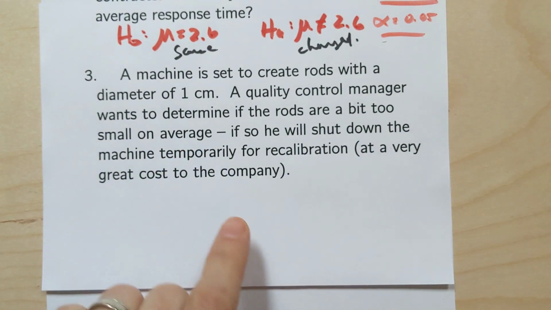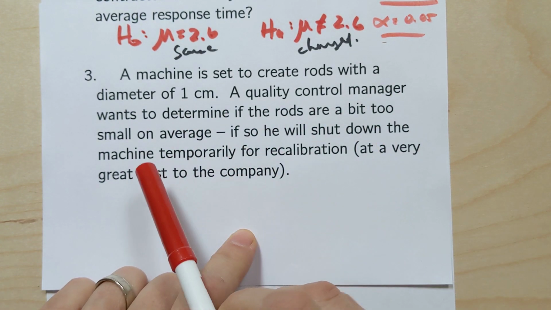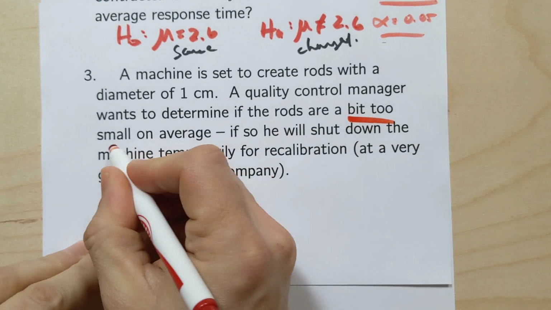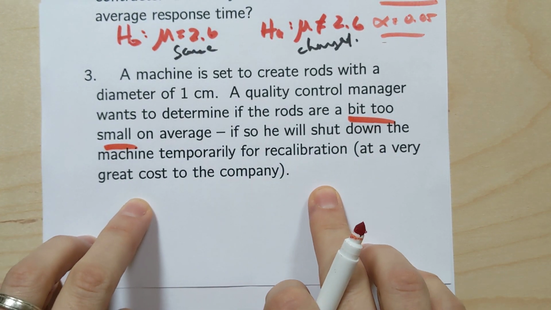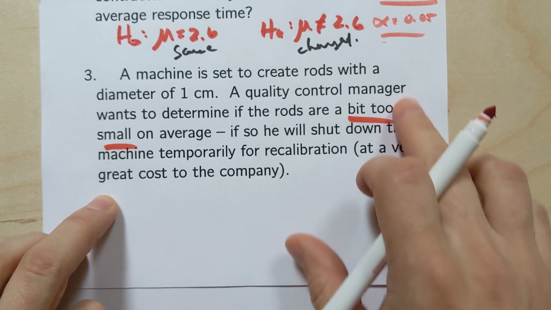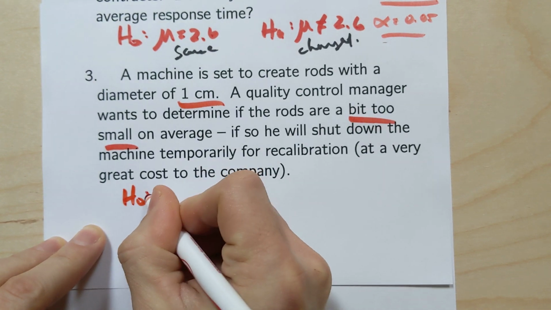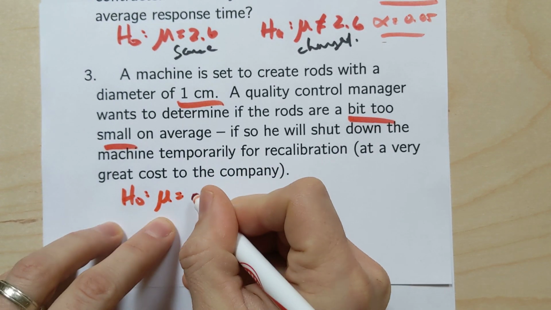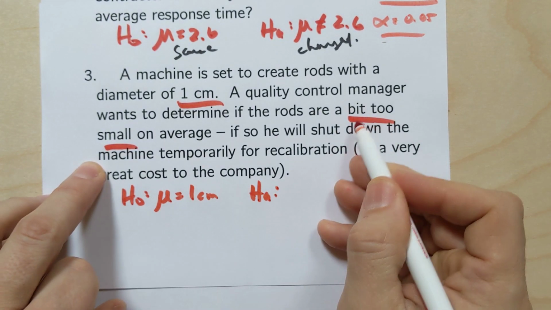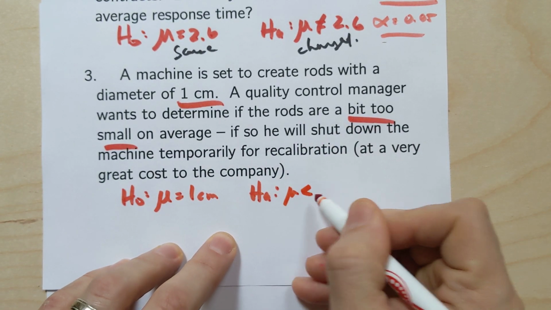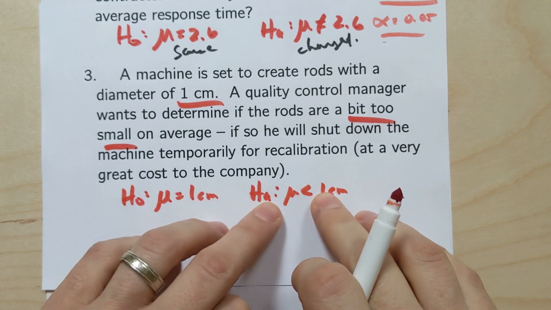A machine is set to create rods with a diameter of 1 centimeter. A quality control manager wants to determine if the rods are a bit too small on average. If so, he'll shut down the machine temporarily for recalibration at a very great cost to the company. All right, and so in this case, they're set to be this diameter of 1 centimeter. So I'm guessing that the null hypothesis on average should be that they are 1 centimeter, right? What did he say here? He thinks that it might be a bit too small on average. So here mu might be less than 1 centimeter, right? And so he's going to try to collect evidence that in fact they're a little too small.